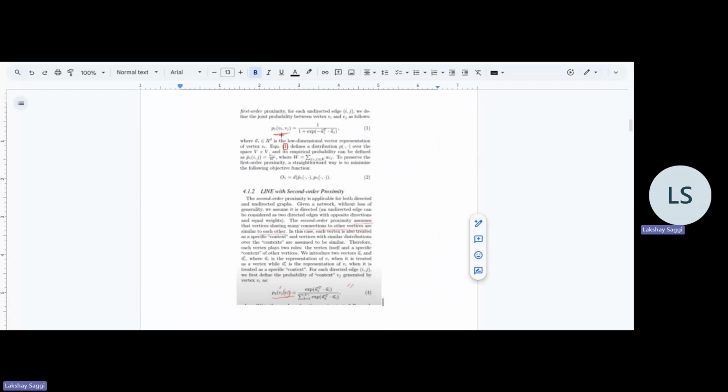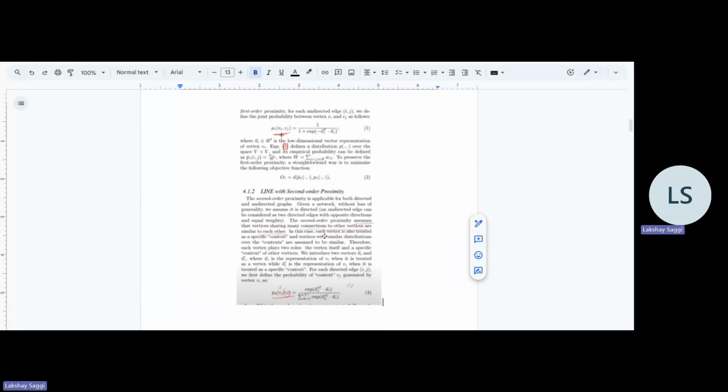And we won't go into a lot of math. So what is LINE with second order proximity? Here in the first order proximity we were just looking at edges, edges i, j, and so on. We did not look at the common neighborhood. That comes into the picture in the second order proximity. Second order proximity assumes that vertices sharing many connections to other vertices are similar to each other.